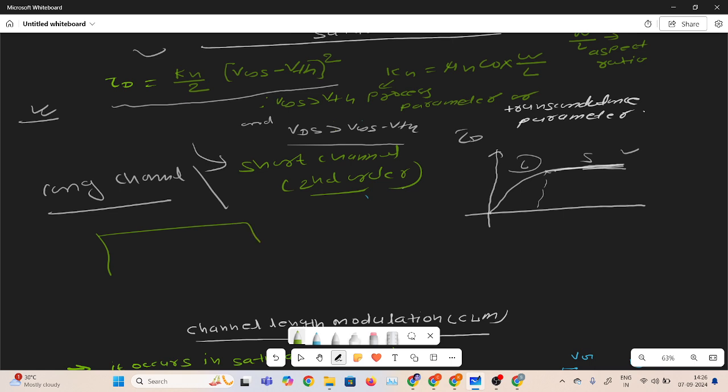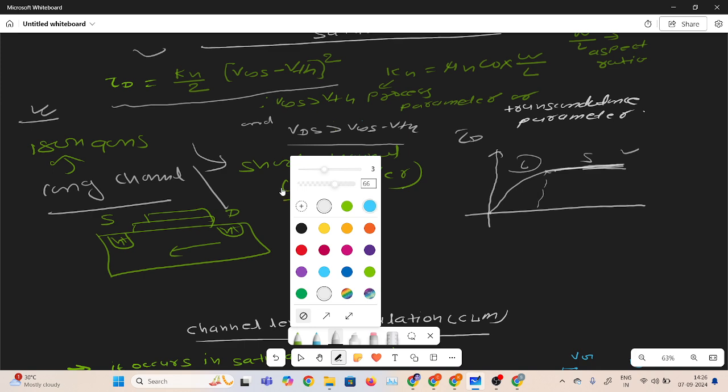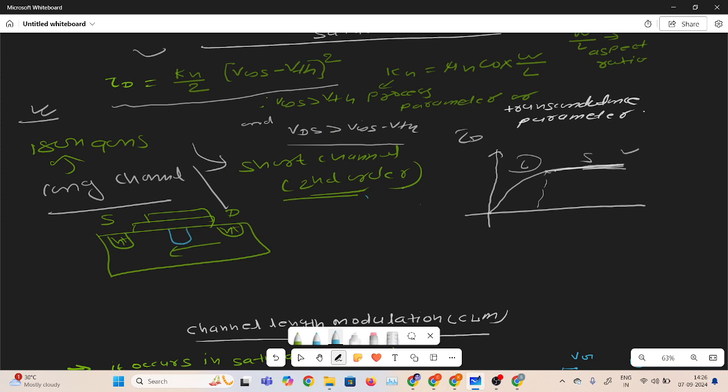Suppose I am considering an NMOS here, with the source and the drain. In the case of a long channel, the distance between the source and drain is more compared to the short channel, like 180 nanometer technology and 90 nanometer technology. This is the technology parameter. Right now I'm drawing just for understanding. If we bring the drain terminal nearer and nearer to the source, this is called the short channel, because we shorten the channel like that.